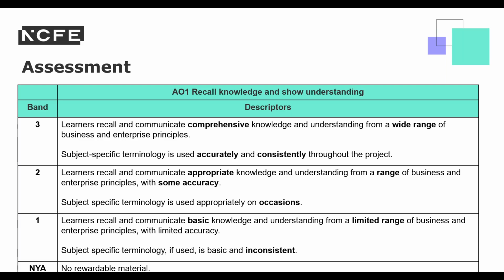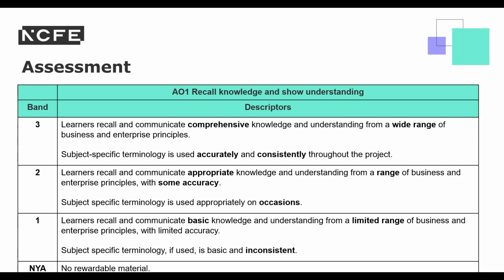You must review the project and determine the band which is most fitting to the level and standard of work produced by that individual learner. Keywords are highlighted in bold to support you to make the assessment decision. The example presented on the slide details the grading bands for Assessment Objective 1, which is to recall knowledge and show understanding. So when making your assessment decision, consider how well the learner has achieved the band from the evidence presented. Have they correctly used business and enterprise terminology? Is it accurately applied throughout the project?